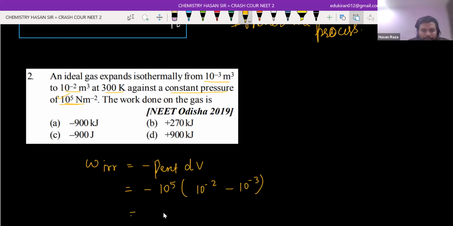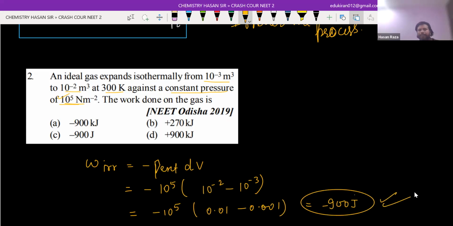I think 10 raised to the power 5, and what can we take common here? How can you solve it? You can do this as well, 0.01 minus 0.001, and then you can easily solve it. Then you will get minus 900 joule, not kilojoule. Is that clear, Marita?